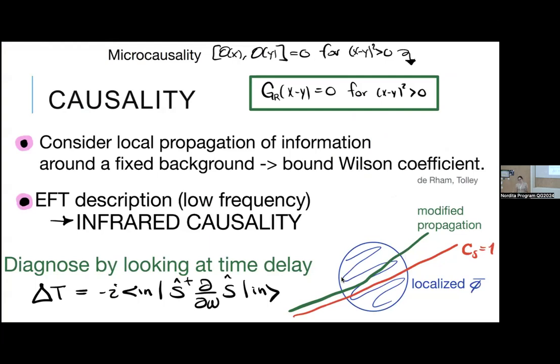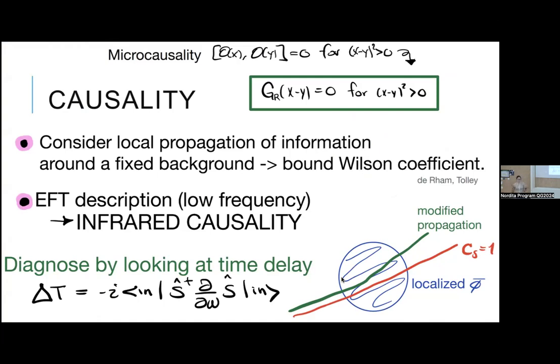So now let's look at different ideas of what we think about causality. There's the classic idea of just having microcausality, which is having that your local operators commute outside of your light cone. This one in turn also implies that your retarded Green's function will also vanish if you're outside of your light cone.